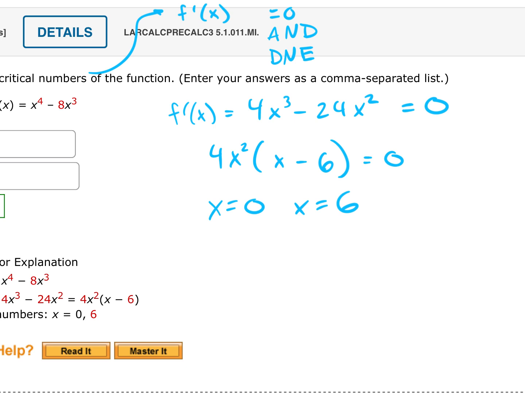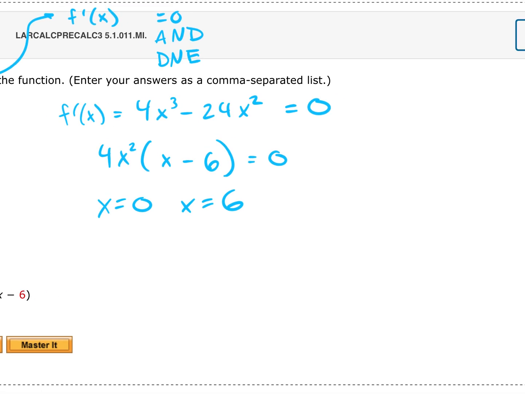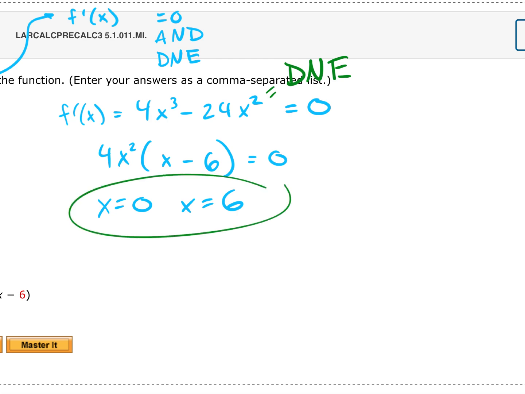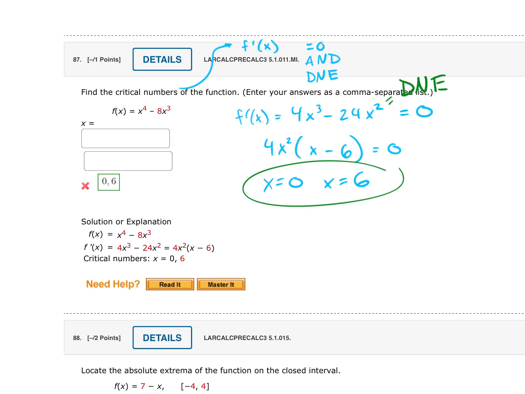The second part is we have to find where this does not exist. Is there anywhere where 4x cubed minus 24x squared would be undefined or where it does not exist? No. So we would only really need to check where it does not exist if you have a fraction. Set your denominator equal to 0 to find where it does not exist. We'd add those to our critical numbers. So here we just have 2 critical numbers.